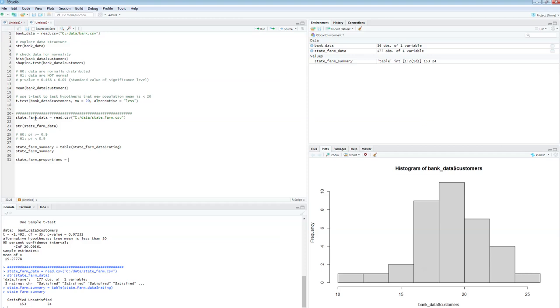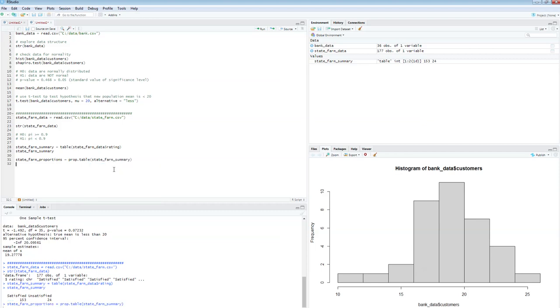All right, proportions: prop.table, and I have to send the function prop.table the vector of the counts. Reminder, this is a vector, right? Remember, a vector is a variable that points, it's one single name that points to multiple different values. In my case, it points to the values 153 satisfied and 24 unsatisfied. So here, I'm about to calculate yet another vector, but it's the vector that consists of proportions. But I have to send the vector of counts to prop.table. So state_farm_summary, right? And there you go.